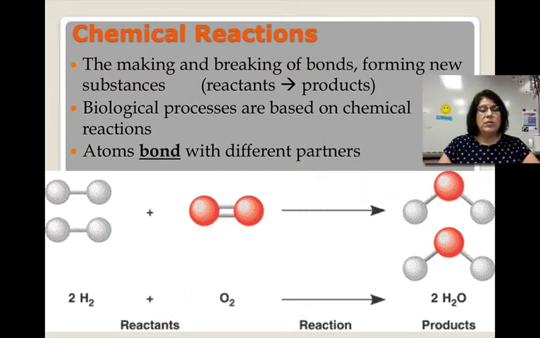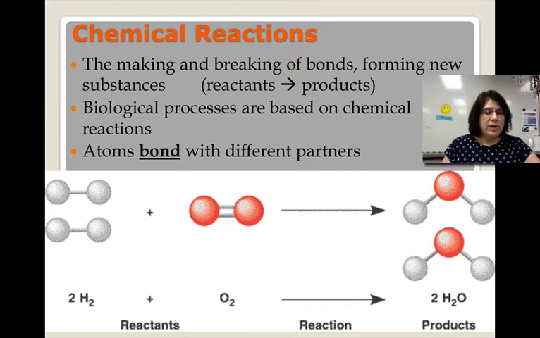Chemical reactions are making and breaking of bonds, forming new substances. So here you can see that there's a picture of a chemical reaction down there. We call this a chemical equation. It's representing something that actually happens in real life.